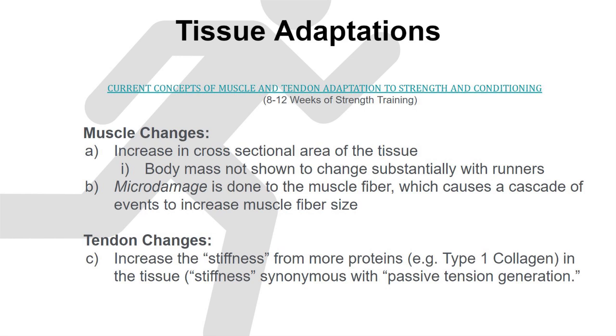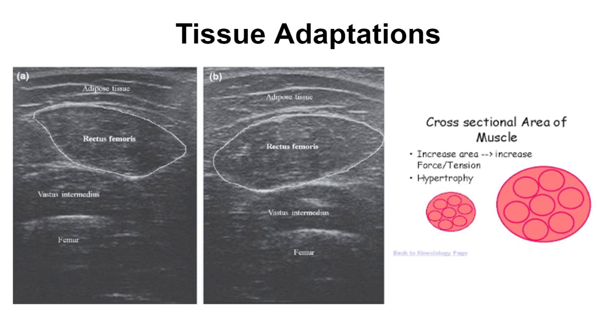Tendons attach muscle to bone. So the most common tendon is the Achilles tendon. With the tendon changes, it's increased stiffness from the proteins. So if you load it more, you get something called type 1 collagen synthesis, and that creates more resilience in that tissue and strength. This is an example of tissue adaptations.